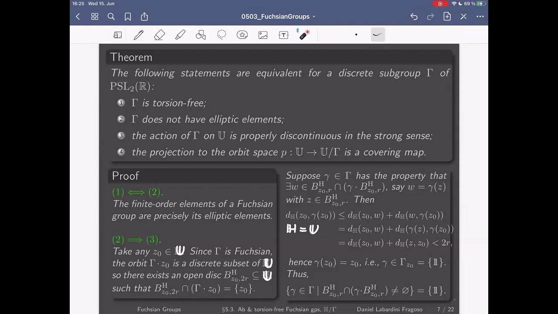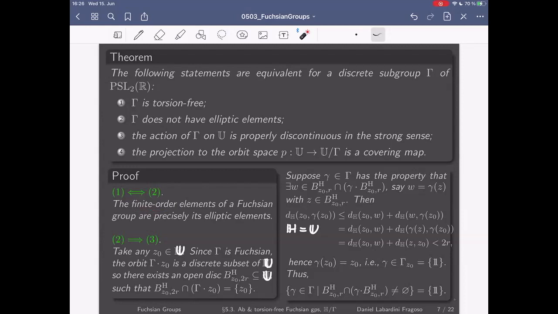Right. So the first thing is to note the equivalence of the first two, which follows from the fact that finite order elements of a Fuchsian group are exactly the elliptic elements. The other elements always have infinite order: parabolic or hyperbolic elements have infinite order, and finite order elements are exactly the elliptic ones.